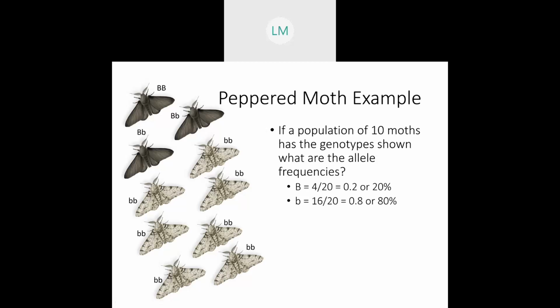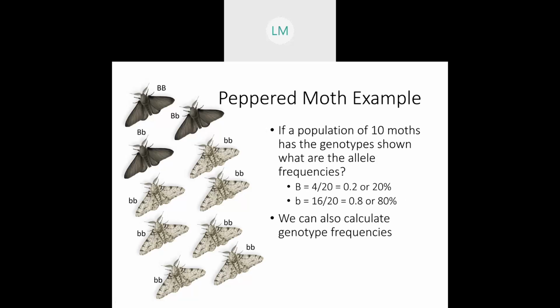If we do the same thing for the little b's, we can just subtract, right? If we know 4 of the 20 are capital B's, we know that the rest are going to have to be little, so that gives us 16. We can also just go through and count. We've got 2, 4, 6, 8, 10, 12, 14 little b's in all of our light colored moths, and then we have 15, 16 little b's from these heterozygous individuals. So 16 divided by 20, 0.8 or 80%. So these are our allele frequencies in the population.